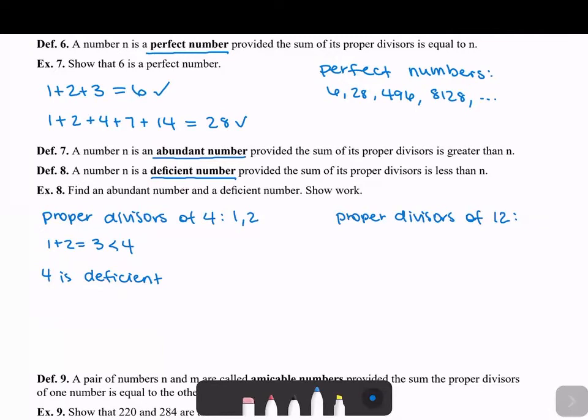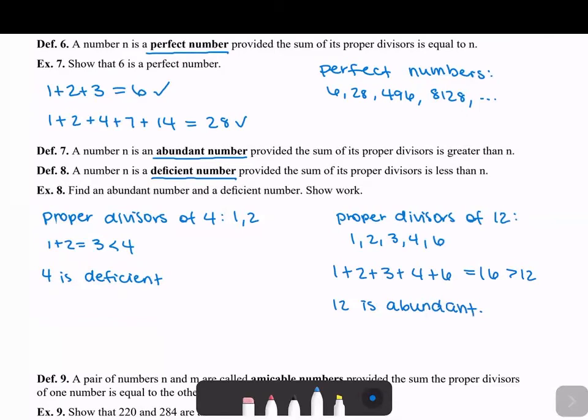And 12 has a lot of different factors. So the proper divisors of 12 are 1, 2, 3, 4, and 6. So this has a lot. It's divisible by a lot of things. So when we add 1, 2, 3, 4, and 6, we get 16, which is bigger than 12. So that means that 12 is abundant.